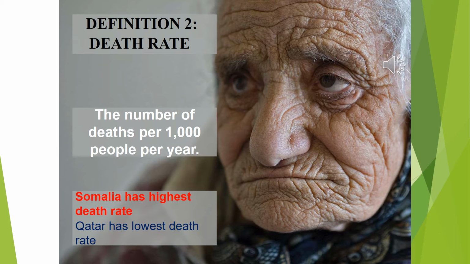Students, the second definition of today's lesson is death rate. The number of deaths per 1,000 people per year is called death rate. We can also say that the number of people who die in any area per 1,000 per year is its death rate. Students, your task is to find the death rate of Pakistan and Qatar.